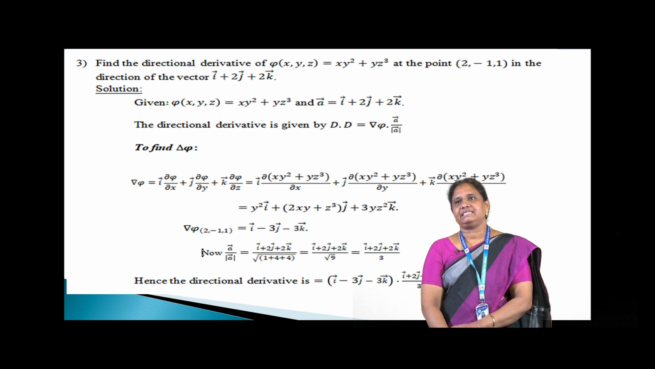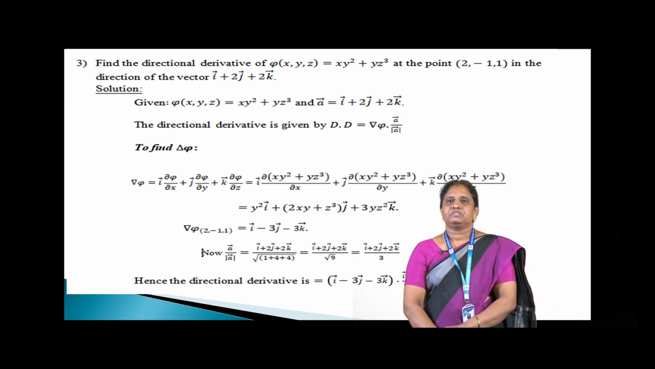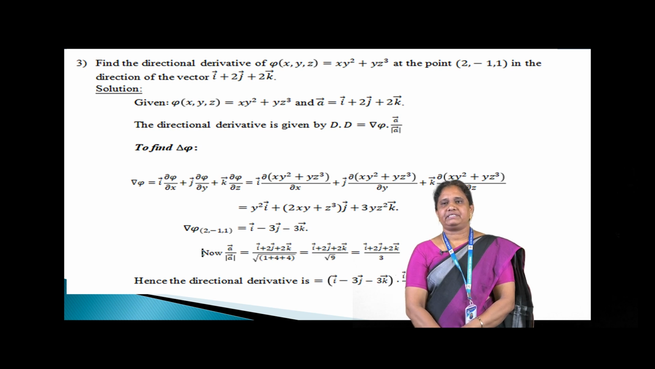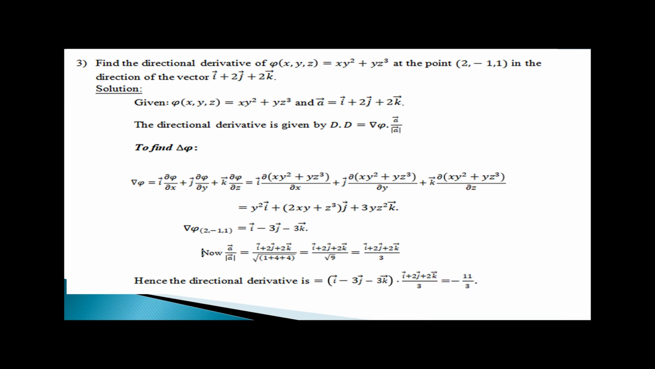So instead of x we replace 2, y is replaced by minus 1 and z is replaced by 1. So the del phi answer is i vector minus 3j vector minus 3k vector. Now let us find A vector divided by modulus of A vector. The answer is i vector plus 2j plus 2k vector divided by the modulus of A.